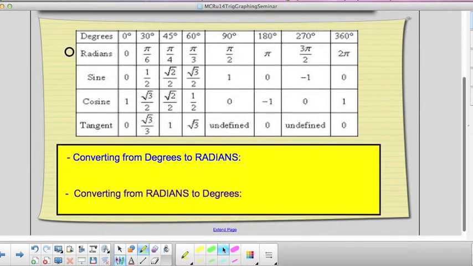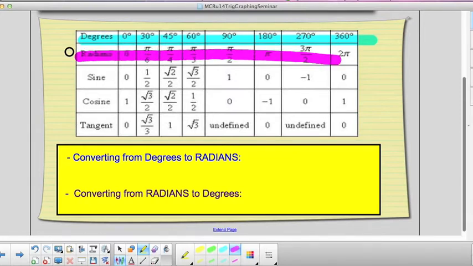And degrees is the measure that you guys are used to. 0, 30, 60, 45, 90, 180, 270. Now in the world of trigonometry, we're going to express things in terms of radians. So it's really good to memorize this chart. Memorize that 30 degrees is pi over 6. 90 degrees is pi over 2. Those are important key points.